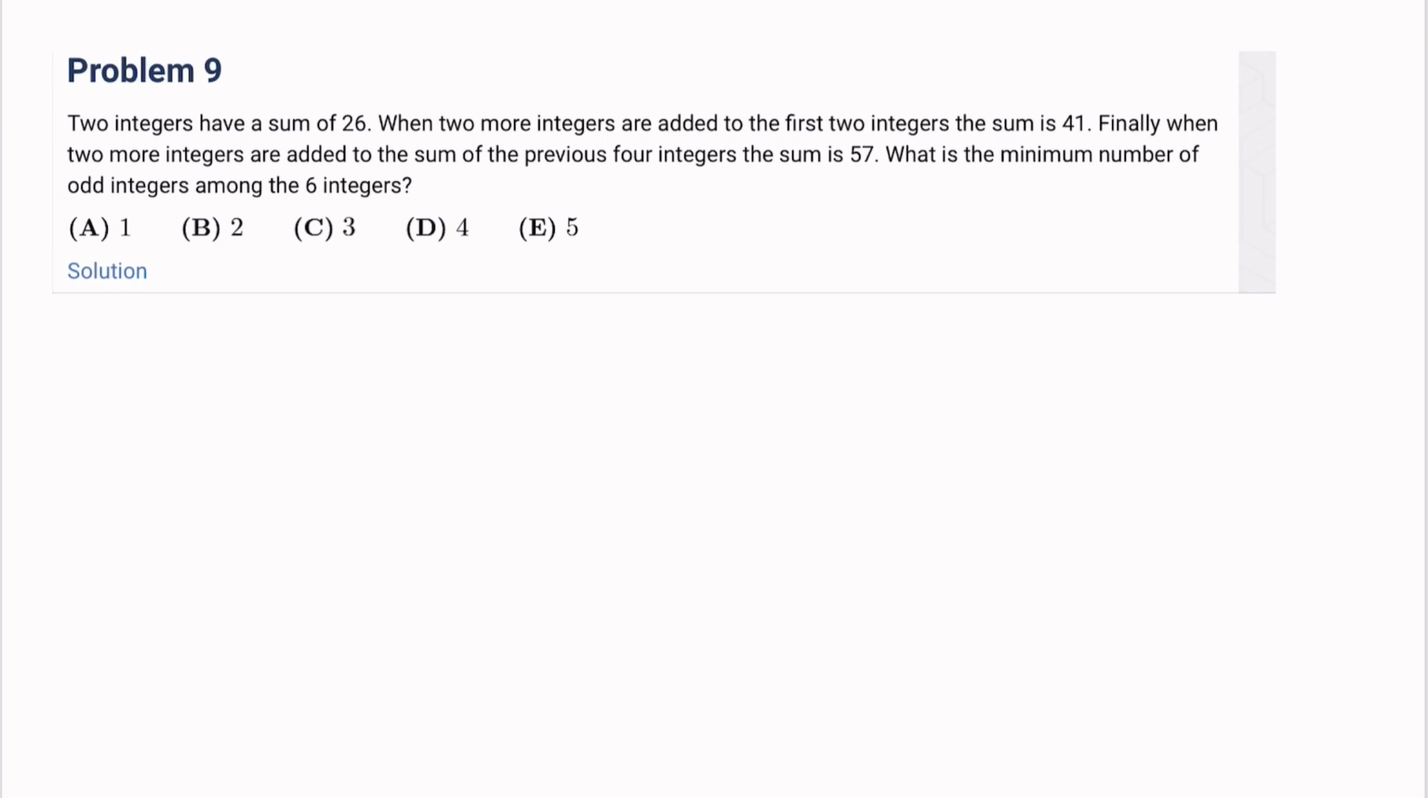When 2 or more integers are added to the first 2 integers, then the sum is 41. Finally, when 2 or more integers are added to the sum of the previous 4 integers, the sum is 57. What is the minimum number of odd integers among the 6 integers? Okay, so let's say that the 6 integers in order are A, B, C, D, E, F.